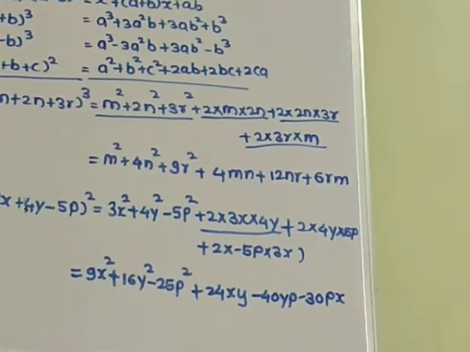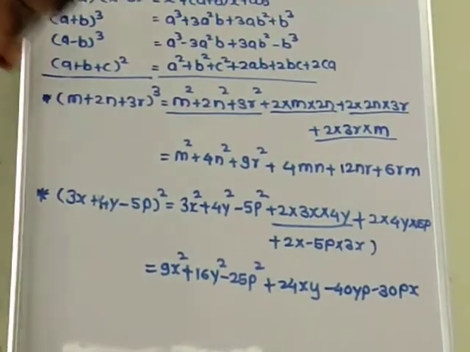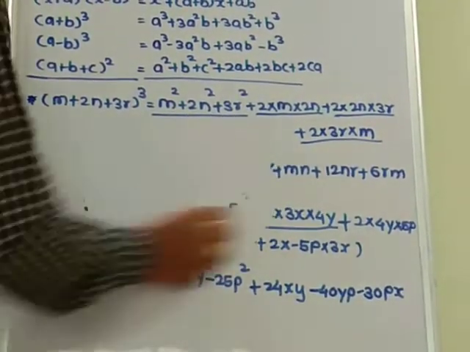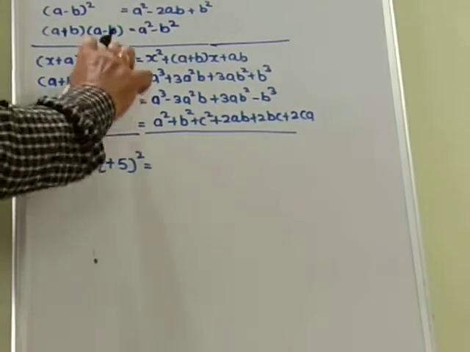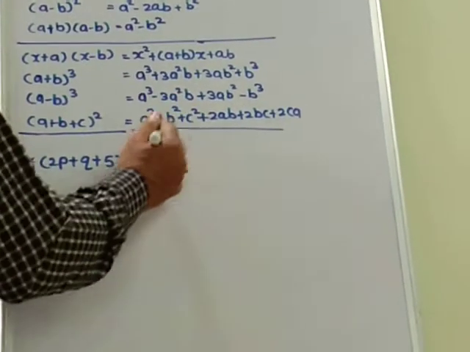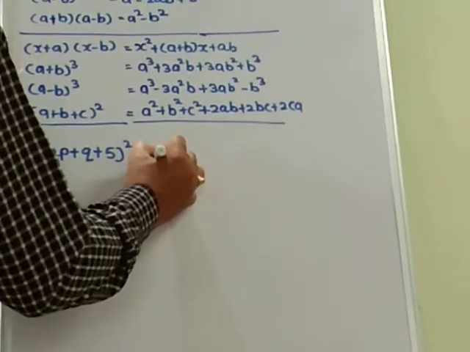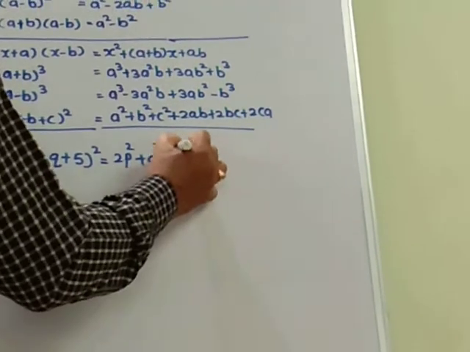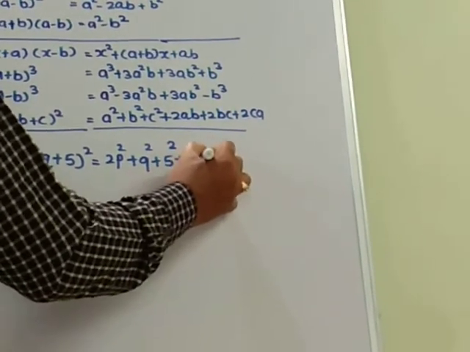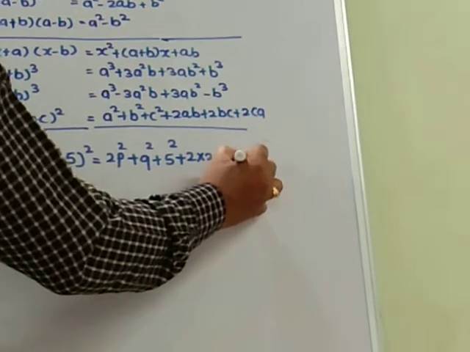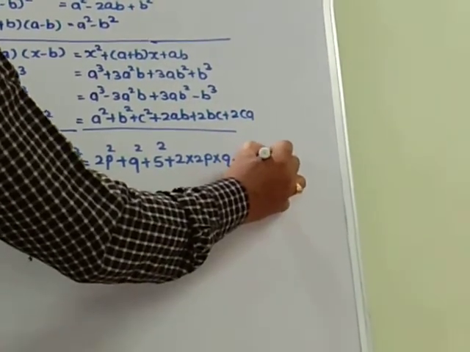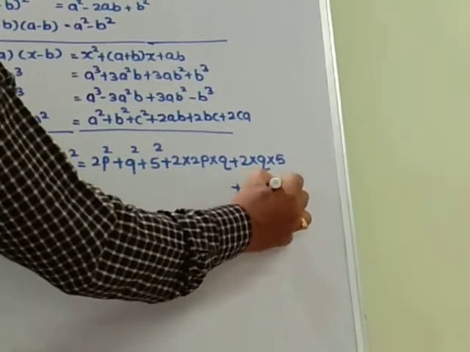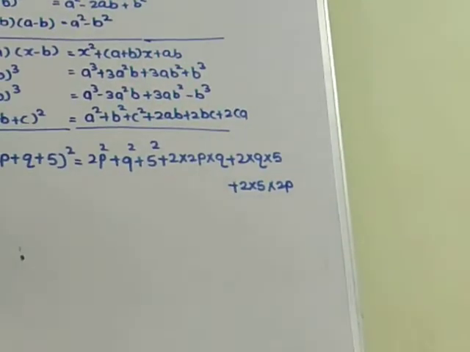We take another example of this last formula. Another example related with the fourth formula. Similarly, 2p square plus q square plus 5 square plus 2 into first term into second term plus 2 into second term into third term plus 2 into third term into first term. Okay?